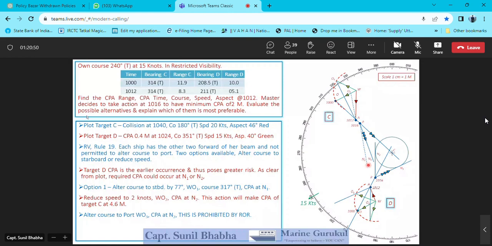screen, and we can clearly see that the CPA of target Charlie has increased from its initial value. So it is much more than 2 nautical mile, which is the required CPA. So we have now seen that this is the second option which is available to us. Reduction of speed. If we reduce the speed to 2 knots, both the ships will have a minimum CPA of 2 nautical miles.